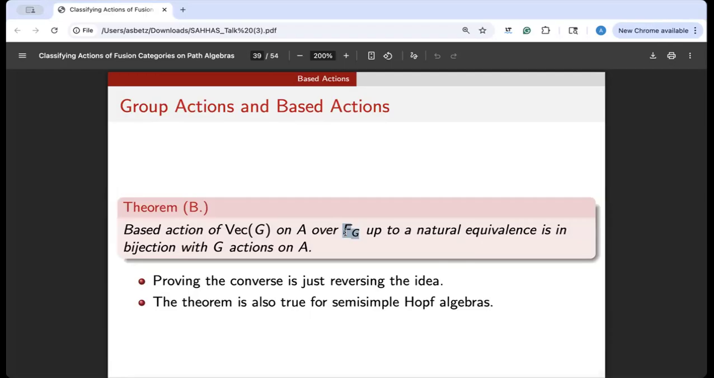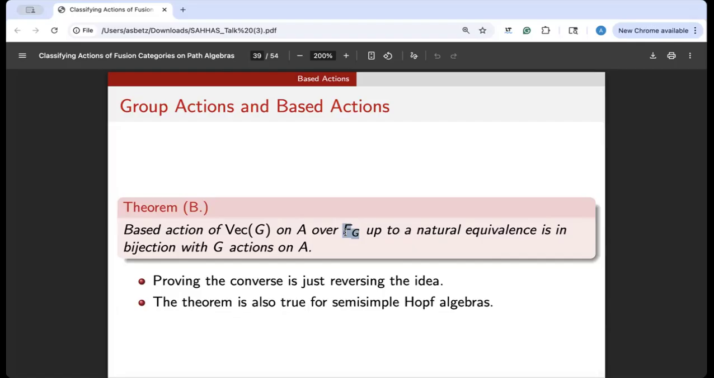And then it turns out that this idea works very well for the path algebra, just because the path algebra has this very canonical base of these sets of orthogonal idempotents that correspond to the vertices. So okay, by this theorem, it's not possible to come up with a group action that is not based.